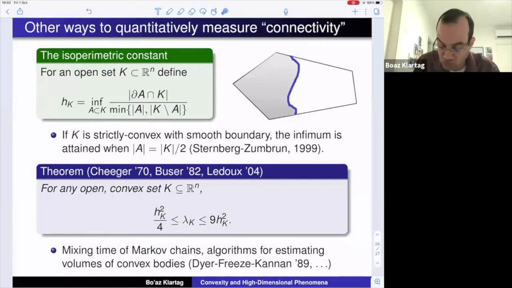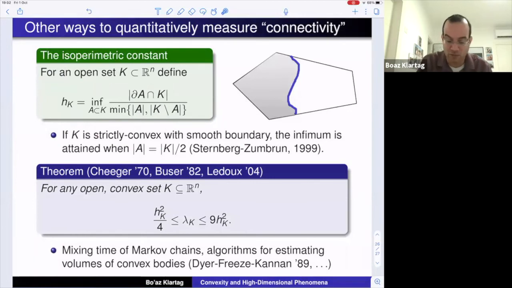And by the way, Sternberg and Zumbrun in 1999 proved that it's enough to look at partitions which are half and half. So it's enough to look at sets A whose measure is 1/2. Okay, this is enough. The infimum is attained for balanced partitions. If K is convex, and still if K is not bounded, the infimum is attained, and this is indeed correct. So we have this isoperimetric constant, it also measures the connectivity of a convex set.